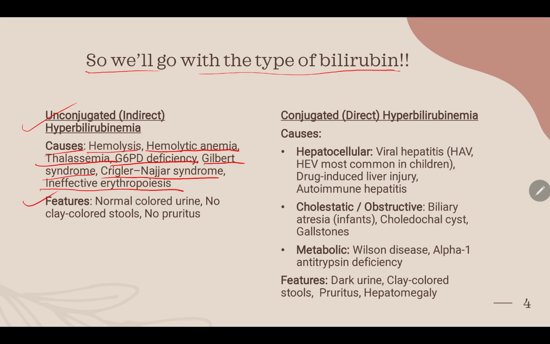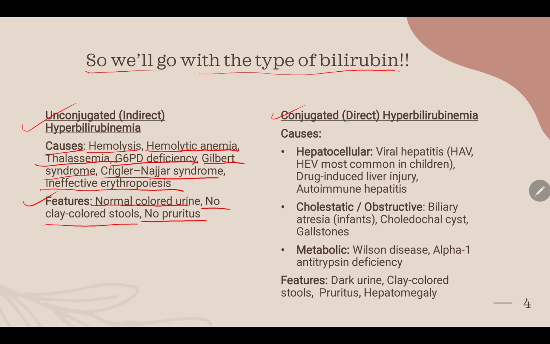And what are the features? So this is very important, because of this you can definitely identify what type of bilirubinemia is present. So normal colored urine and no clay colored stools and no pruritus. So you can understand. So why is there normal colored urine and no clay colored stools, that is, normal stools observed? In unconjugated hyperbilirubinemia, the conjugated bilirubin is still released via bile duct into the intestine. So there is no liver pathology. Therefore, the normal stool and urine is presented.